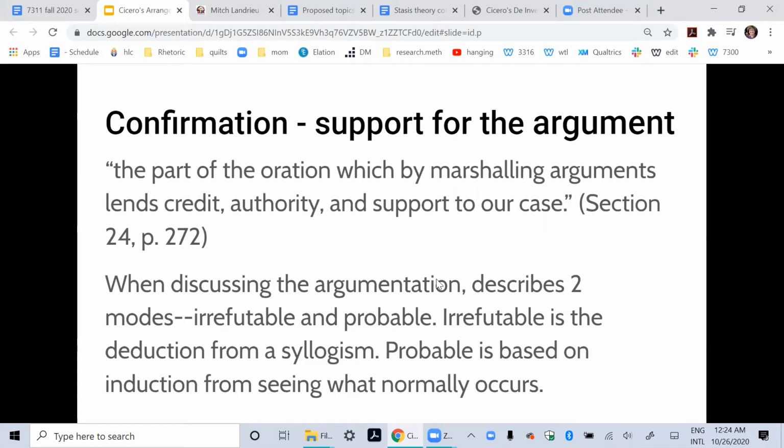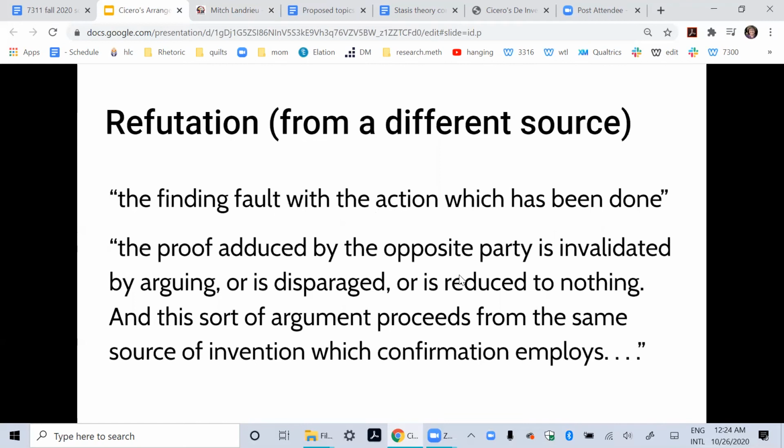argumentation, and he talks about the irrefutable argumentation and the probable. Irrefutable is basically the deduction from a syllogism, which we were talking about in previous weeks. Probable is based on induction from seeing what normally occurs. This is what normally occurs, so that's probably what has occurred in this case, would be the way the reasoning goes.